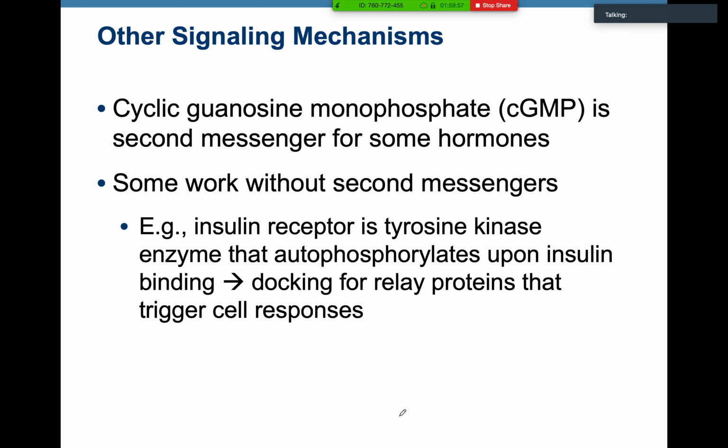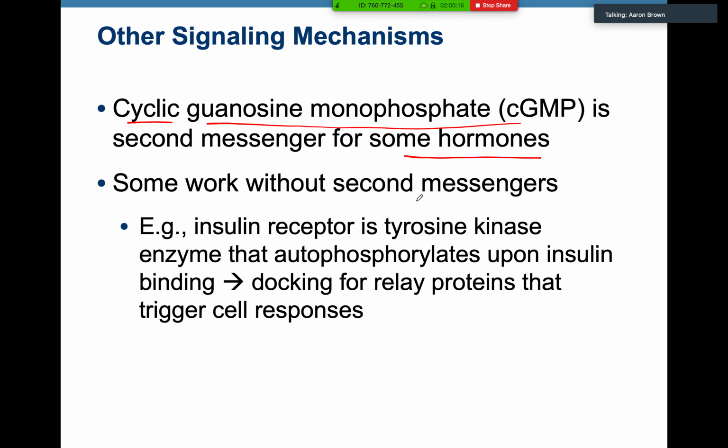Great. And so another signaling mechanism is cyclic guanine monophosphate. For some hormones, this is what it uses. So if you see that, just be comfortable with it. It's very similar to cAMP, and has the same type of mechanism.